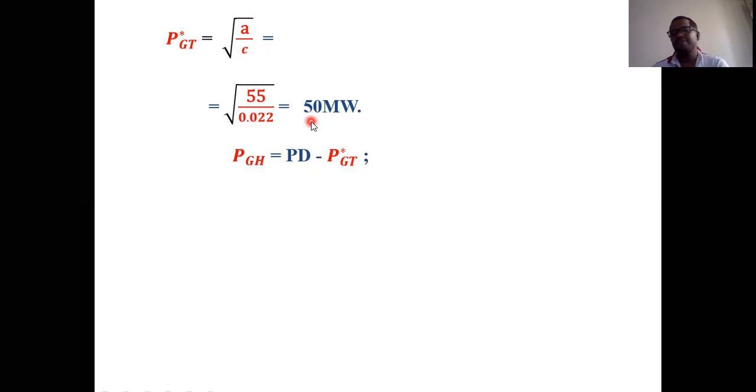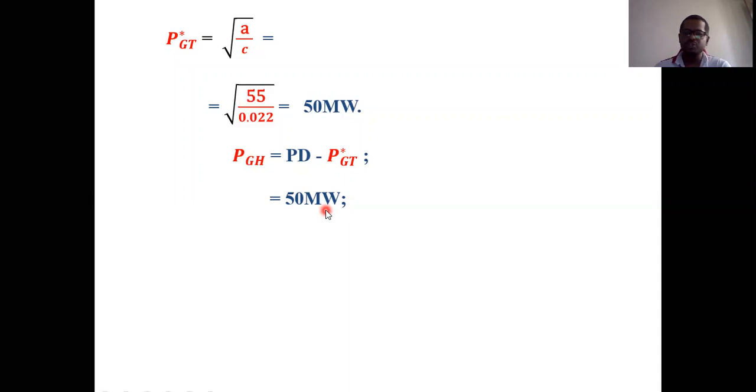So let's see the answers. When you substitute the A and C values, you will get 50 megawatts. When you know PGT, easily we can calculate hydropower. That is the total demand minus PGT star. What is the total demand here? 100 megawatts. And what is the value of PGT star here? We got just 50 megawatts. So 100 minus 50 is 50 megawatts. So PGT is 50 megawatts and PGH is also 50 megawatts.